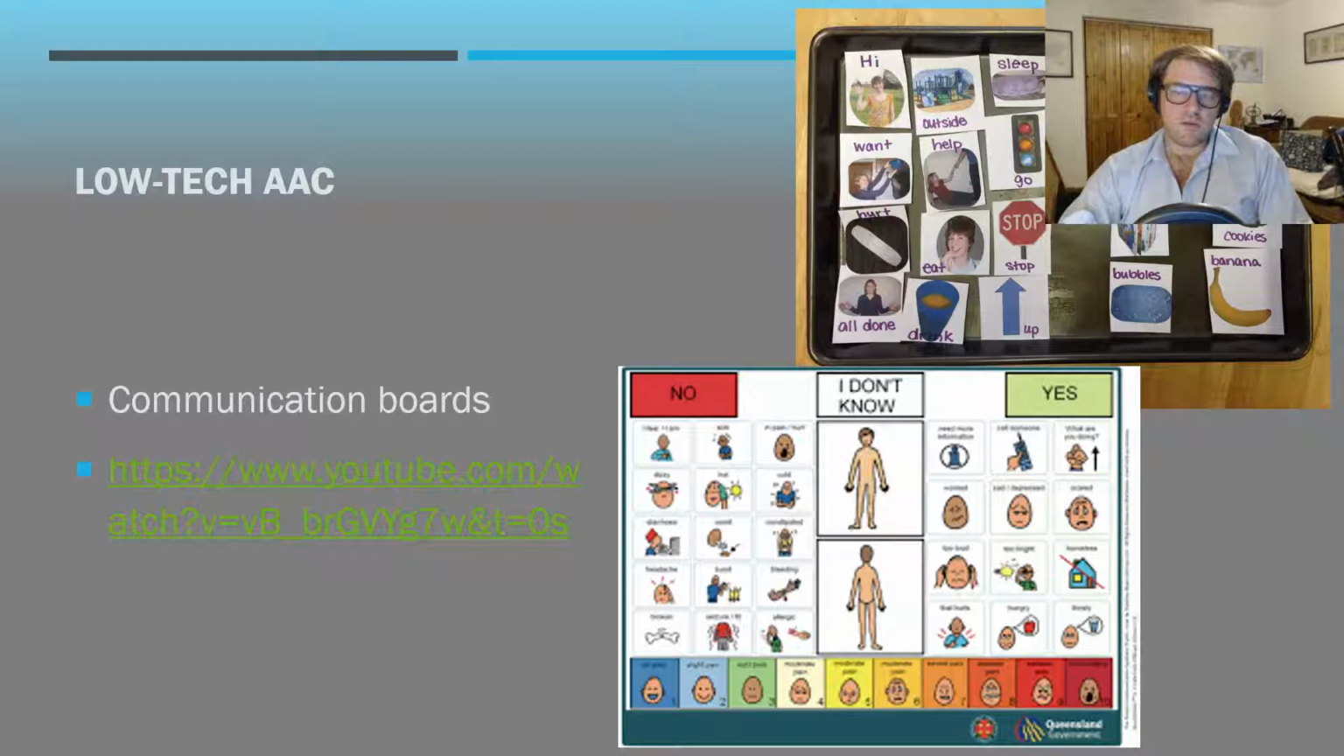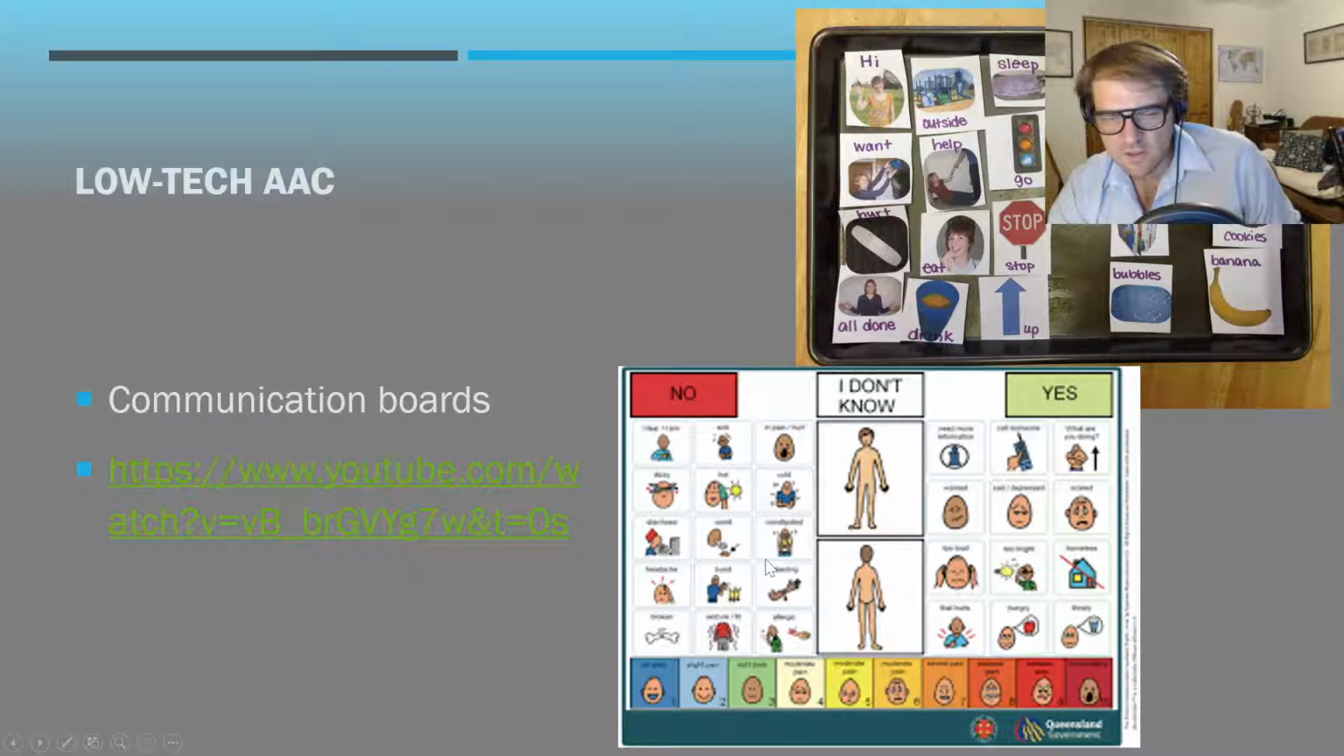Here are two different types of communication boards. The bottom one is one that you can buy. It's marketed by a company. There's a few different pages that can go along with this communication board. And essentially you point to all these to be able to communicate with a person. This particular one is used for medical stuff, going to the doctor, going to the hospital, for somebody who needs a communication board.